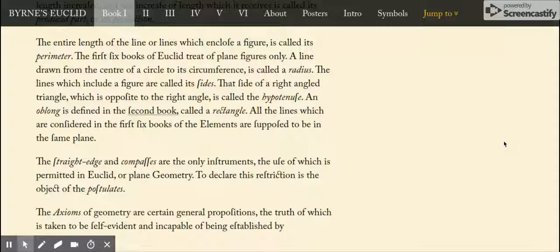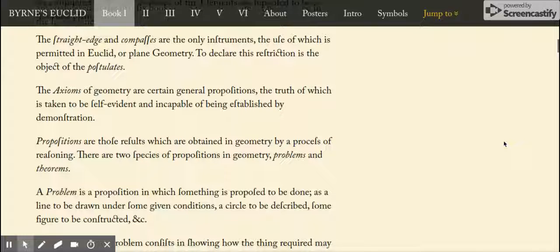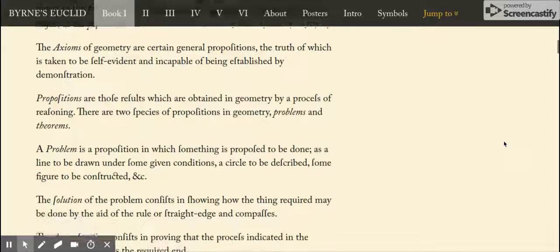An oblong is defined in the second book, called a rectangle. All the lines which are considered in the first 6 books of the elements are supposed to be in the same plane. The straight edge and compasses are the only instruments the use of which is permitted in Euclid, or plane geometry. To declare this restriction is the object of the postulates. The axioms of geometry are certain general propositions, the truth of which is taken to be self-evident and incapable of being established by demonstration.